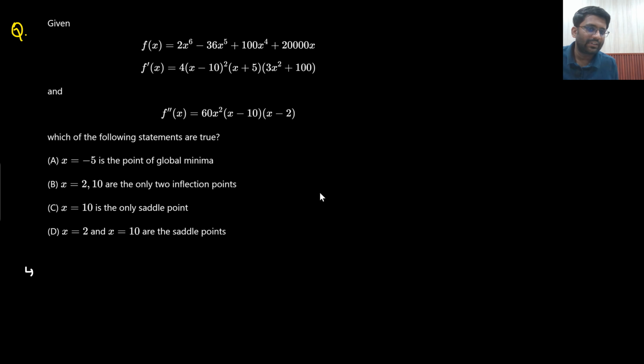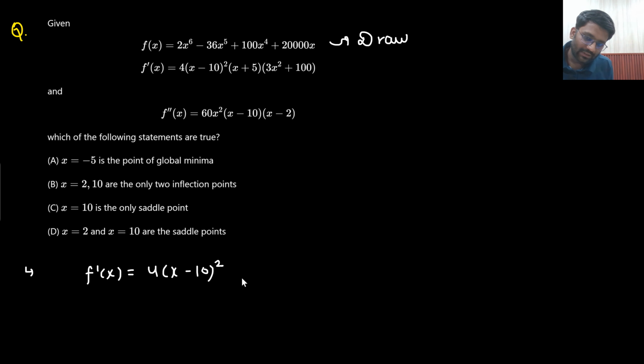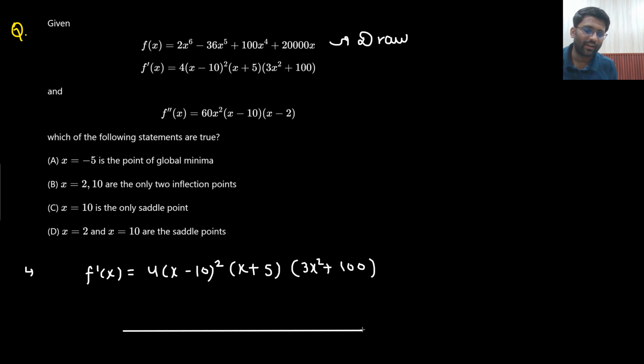So we know the value of f x, then we know the value of f dash x as well. So what is our f dash x? Sir, if I need to draw this graph, what will I do? You will differentiate, sir. Once you differentiate, what value will I get? 4 into x minus 10 whole square, x plus 5, 3x square plus 100. Now what I need to find out is its roots. So one thing I can sense is that the roots will be 10 and minus 5. Minus 5 will be one of the roots, 10 will also be one of the roots.